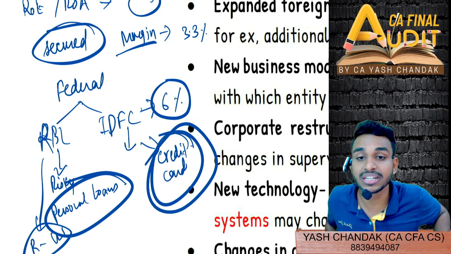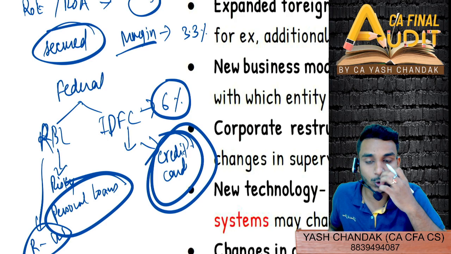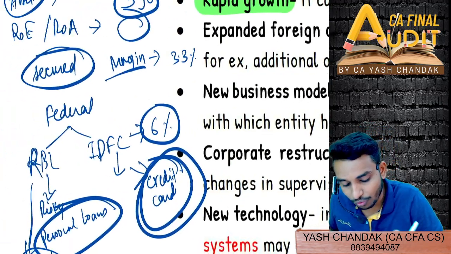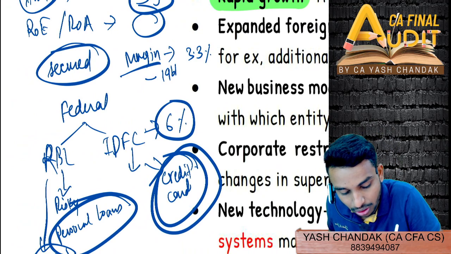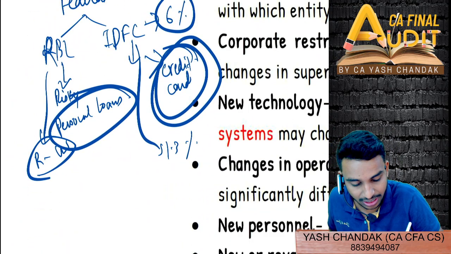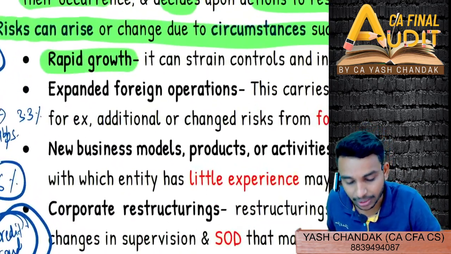Why? Because the interest on credit card and personal loans is huge, right? The fees that they charge is huge. But again, the risk of default is also more. So the risk of default, if you see here, is 19 basis points only for Federal Bank. However, for IDFC, it is 1.3%. That means 130 basis points. So these are all the differences that you can see.